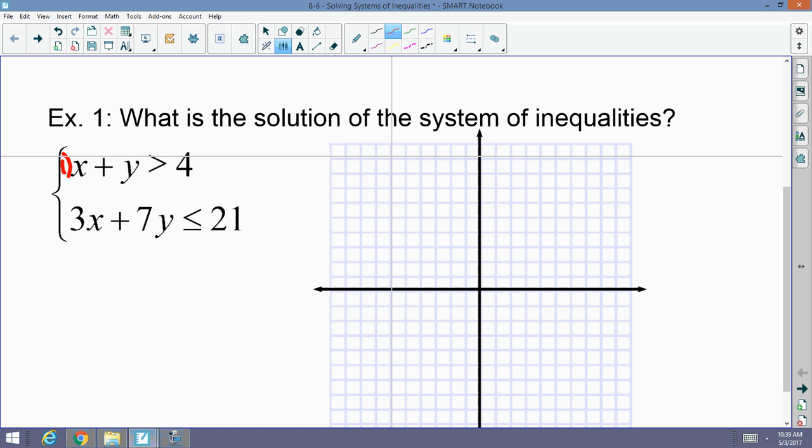So I'm first going to solve for y, guys. So I'm going to subtract x to both sides. And I've got y is greater than negative x plus 4. Let's go ahead and graph that. What's my y-intercept here? 4. 1, 2, 3, and 4.